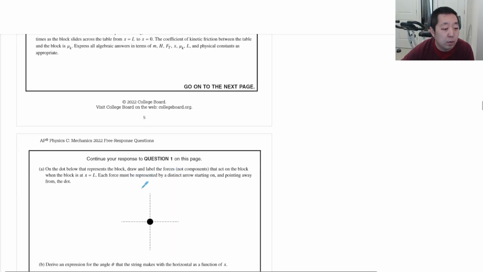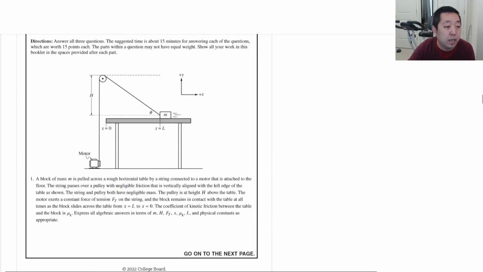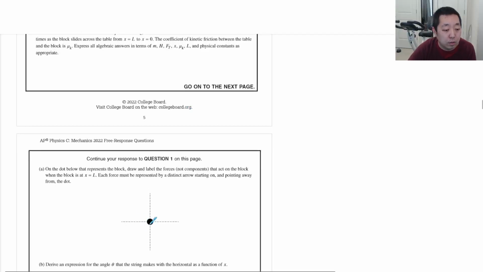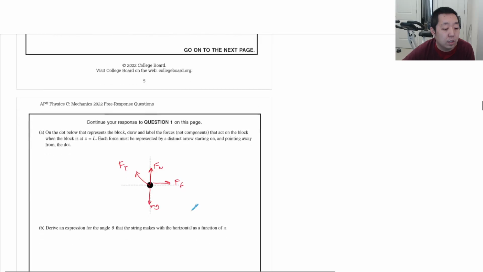On the dot below, draw and label forces that act on the block when the block is at x equals L. Each force must be represented by a distinct arrow pointing away from the dot. Okay, so free body diagram of this guy. We got gravity going down on the block. We have a normal force from the table. What else is touching it? The rope is touching it this way. We got friction, right? So then we got force of friction here because there's a table. There's nothing else touching the block. So those are the forces you have to include: mg, normal force, frictional force, and then tension force. Call it Ft, because they called it Ft.